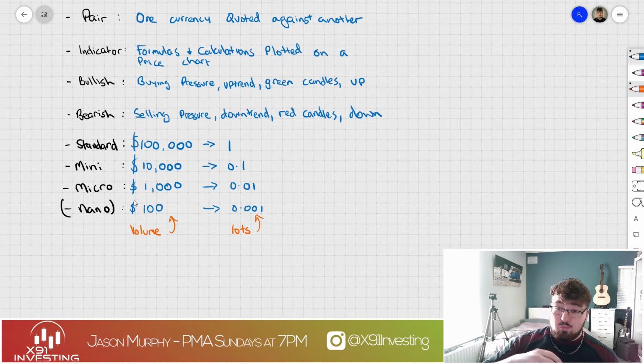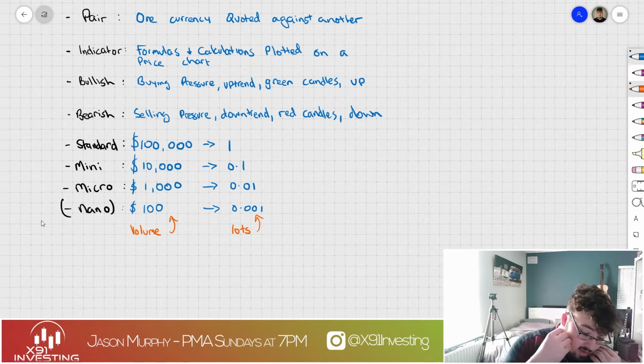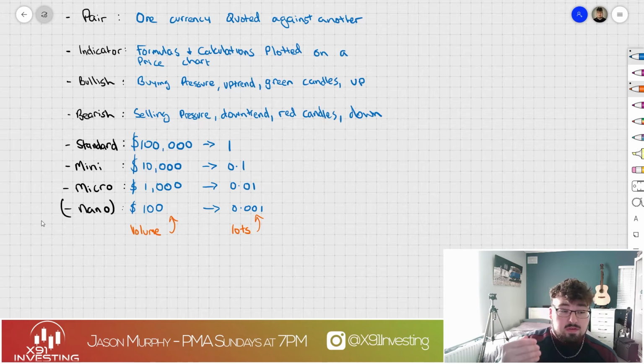So micros, which would be more for the small accounts, you'd be trading 1,000 units of currency, or 0.01 lots. And that's as low as it gets. I have nano written here, and it's in brackets for a reason. A lot of brokers won't let you trade nano lots, because micro lots are where the cutoff is. You're not expected to be trading lower, even with leverage involved. A micro lot is going to be in the territory of what you're trading anyway.